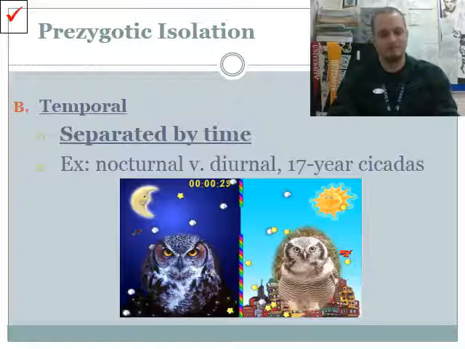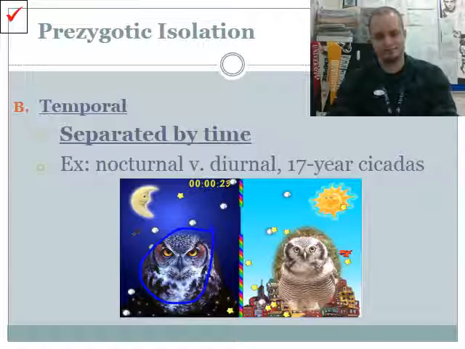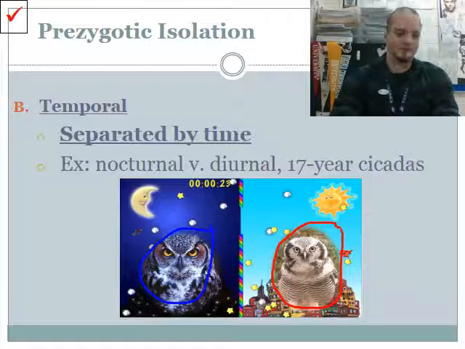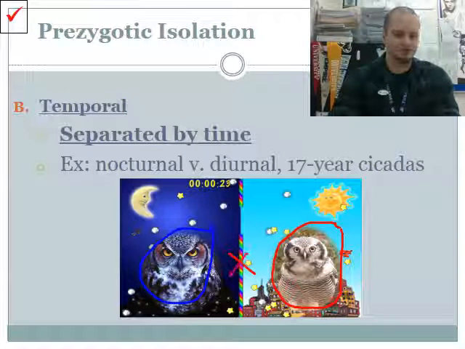Same thing here. This owl on the left is nocturnal, whereas the one on the right is awake during the day. So there's a very small chance that these two would ever actually reproduce.